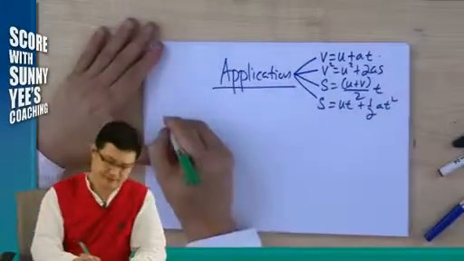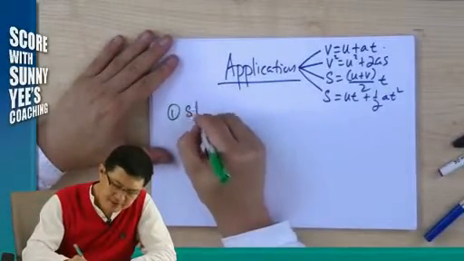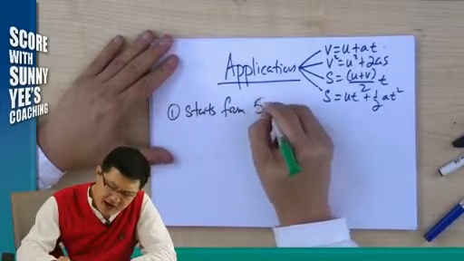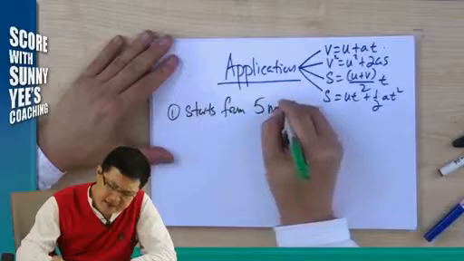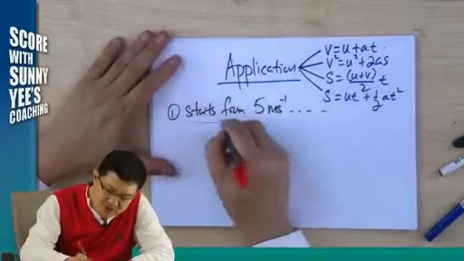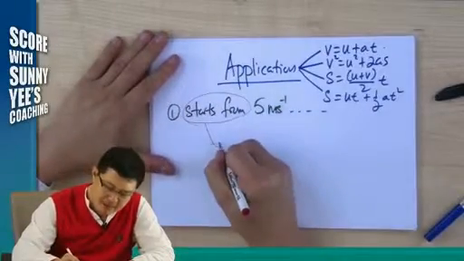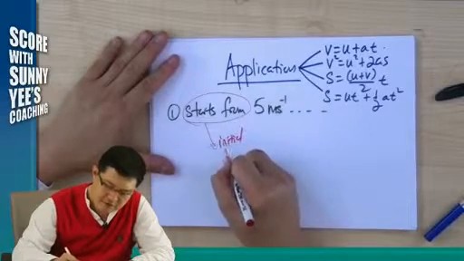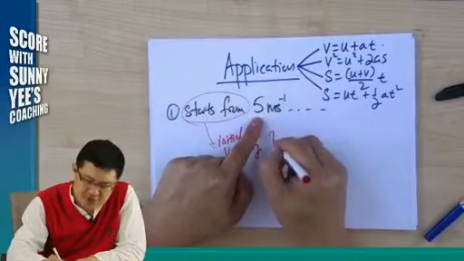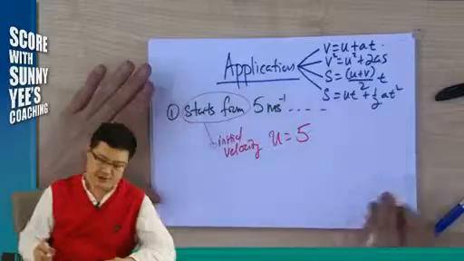The first condition, please take note of the word. An object starts from, say, 5 meters per second, and so on. Now, what I'm interested in is the word start. When you see the word start, that actually means initial velocity. Can you follow? So that means whatever is given, that is U equals 5.